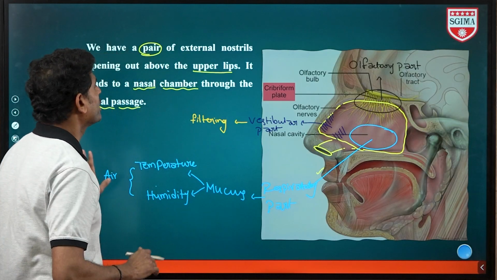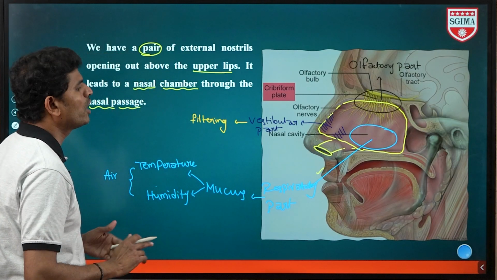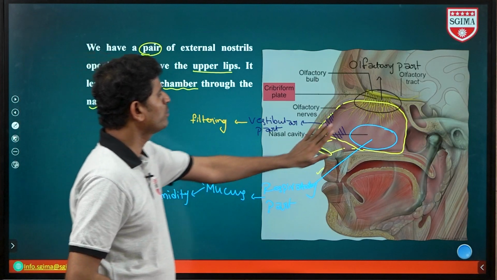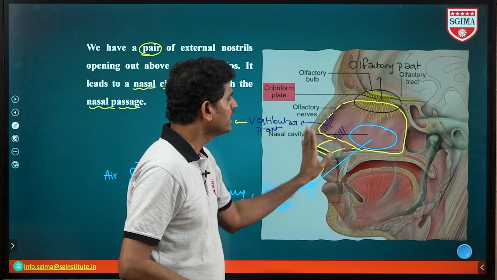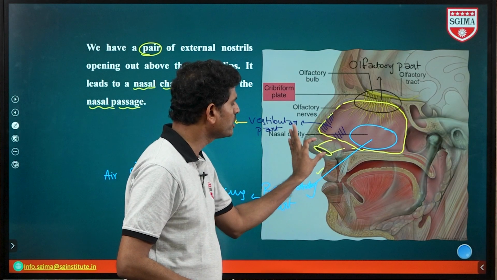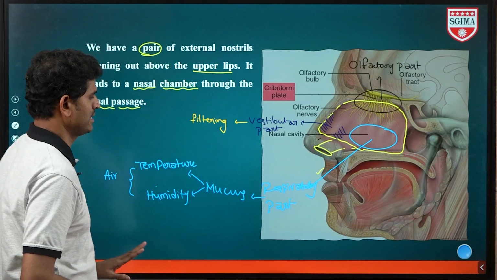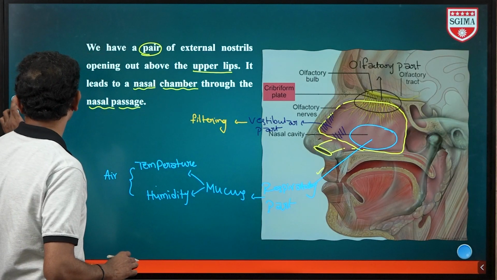So this is enough for this slide. We have to remember the difference between chamber and passage. A chamber is a chamber, and this chamber communicates to the outside through a passage. That is which one? The nasal passage. Okay. Let us see another slide.